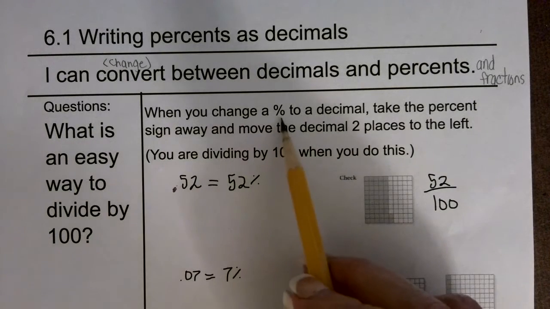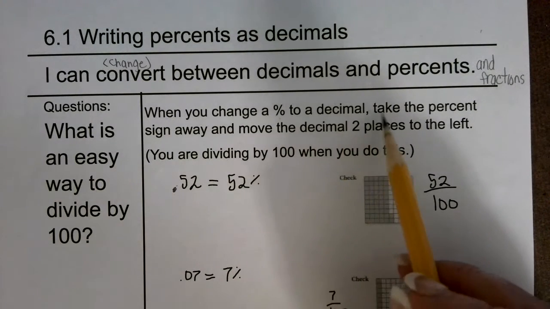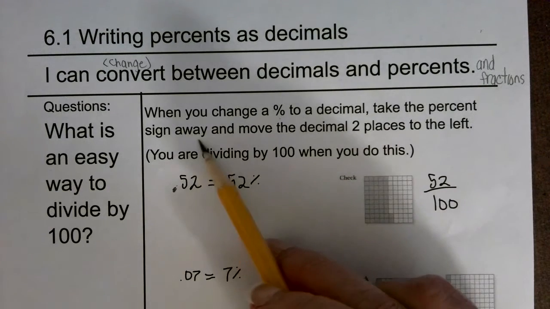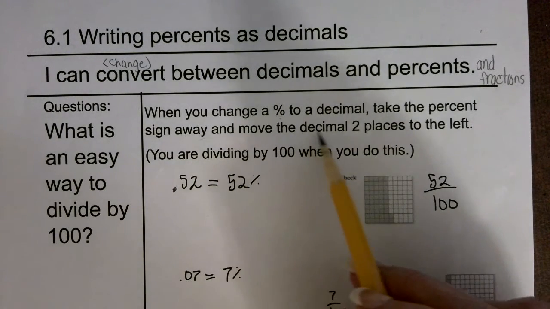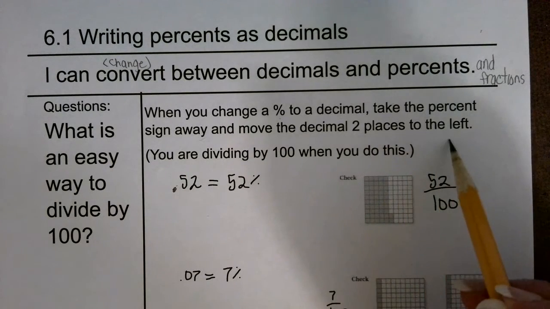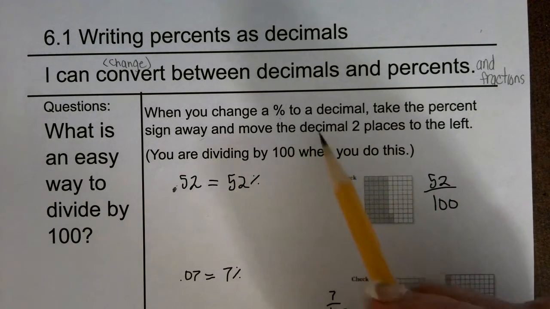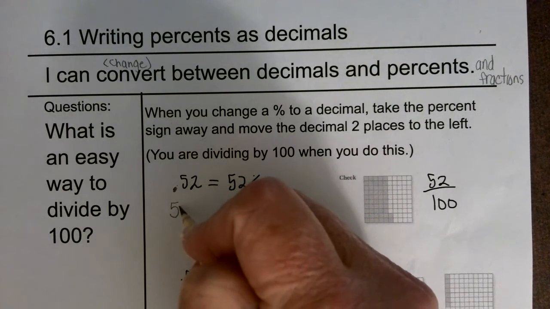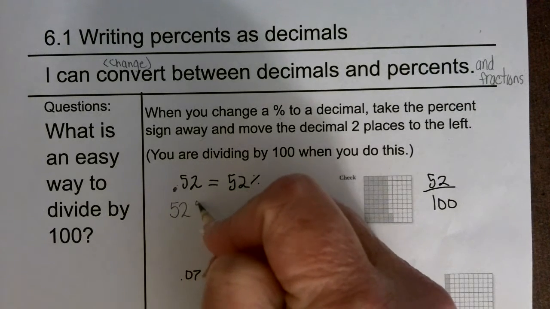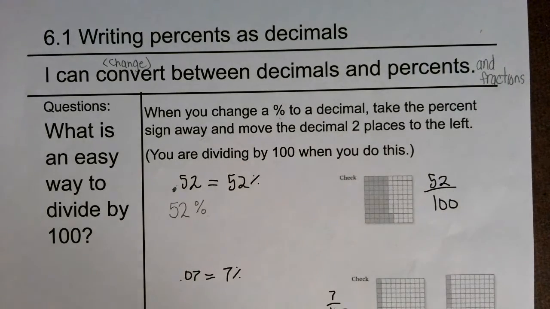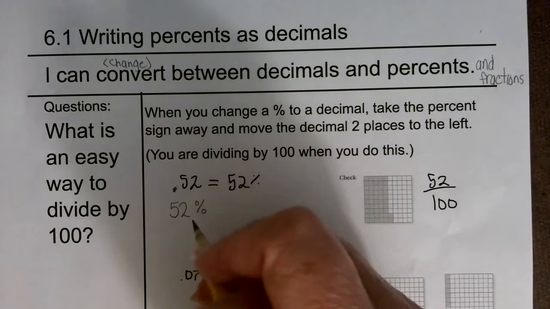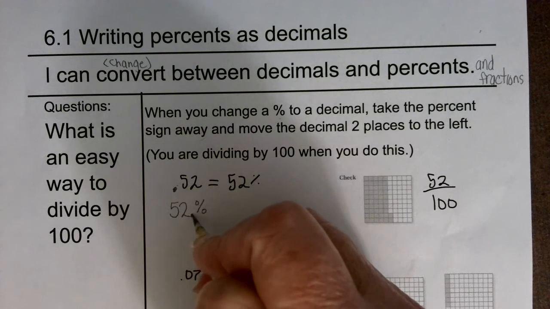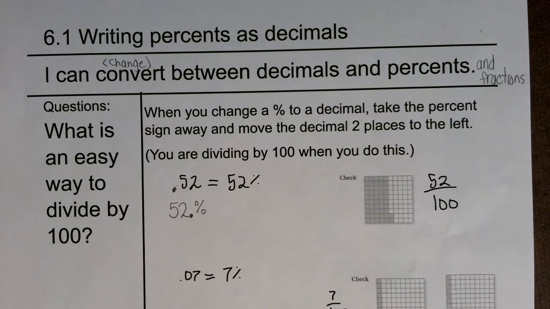When you change a percent to a decimal, you take the percent sign away and you move the decimal point 2 places to the left. So when I'm changing a percent to a decimal, I've got the number 52%. When there isn't a decimal in that number, the decimal is always assumed to be at the end. So if you don't see a decimal point, it's at the end of the number.